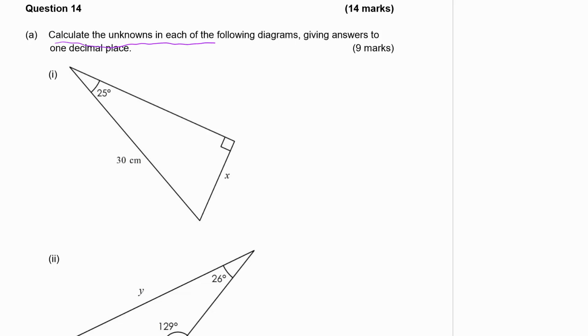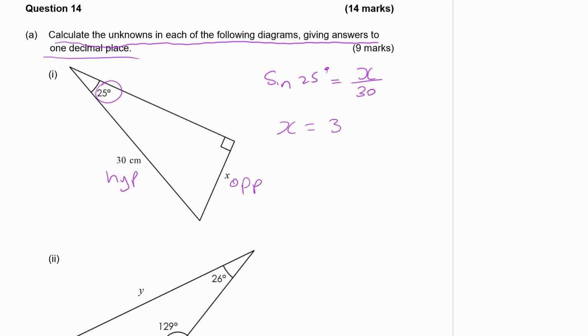Calculate the unknowns in each of the following diagrams, giving answers to one decimal place. So for the first one, with the angle being here, this side is the opposite. This is the hypotenuse, so we're using the sine. So sine of 25 degrees is equal to the opposite, which is x, over the hypotenuse, which is 30. So x is going to be 30 times sine 25 degrees.